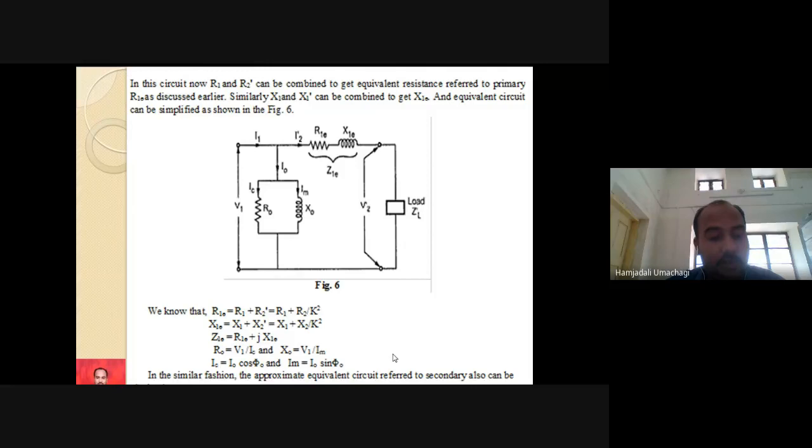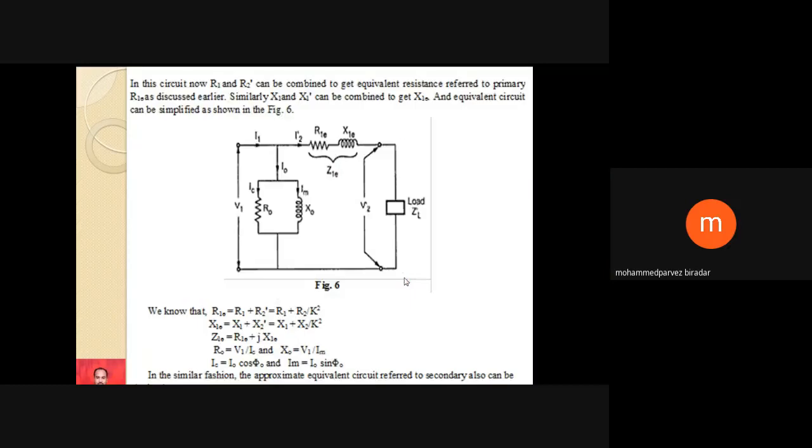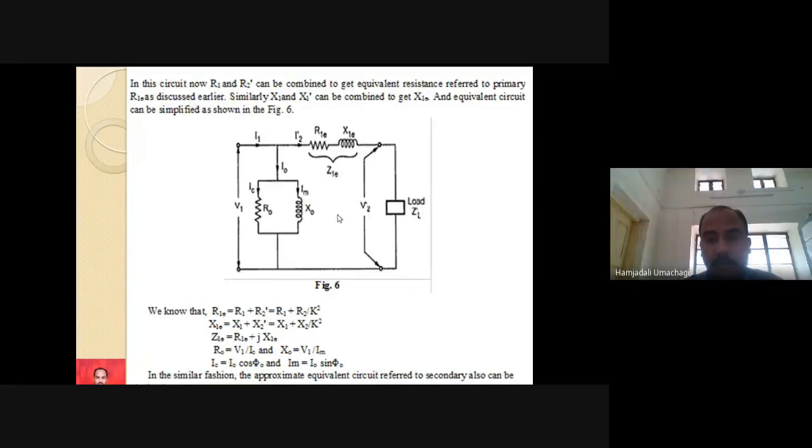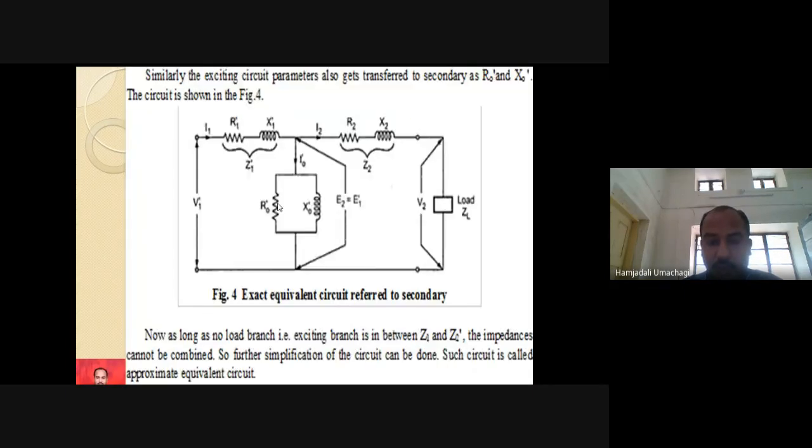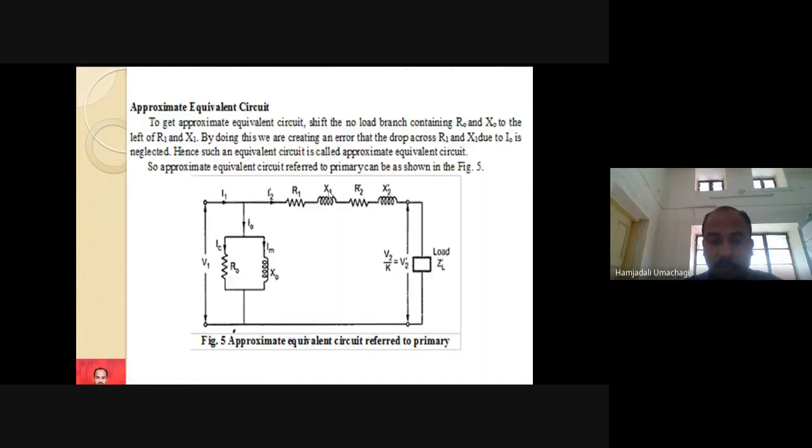Any one of you, answer my question. Sir, where is E1 and E2, sir? E1 and E2, see here, actually it will be at this point, right? We are saying that the drop is very less. Drop is very less means E1 and E2 will be at this point. Are you getting?